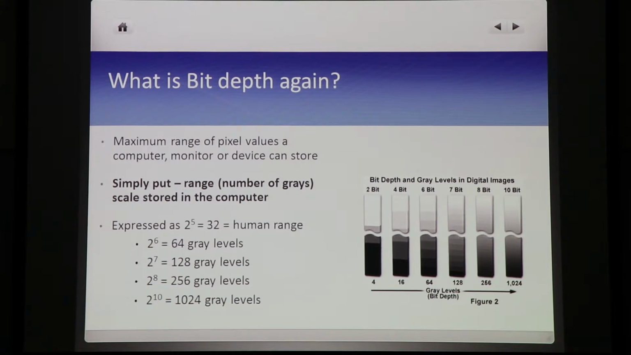Bit depth is the maximum range of pixel values that the computer, the monitor, or any device can store, but it doesn't include software, okay? So simply put, it's just the number of grays that are stored in the system. And remember, we have a bit depth of 5, or a range of 32. So our range is really narrow compared to what the system can manipulate. And remember, the more bits you have, the more grays you have.